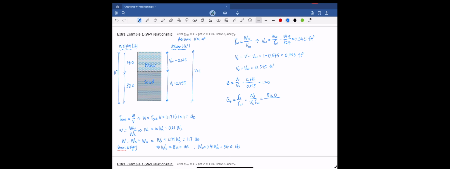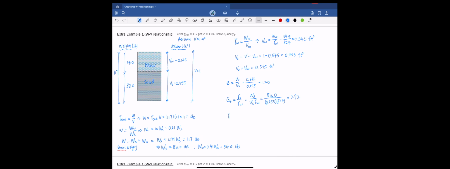Unit weight of water is 62.4, that's a constant again. And if you plug in all these numbers, then the specific gravity is 2.92, so that's Gs.